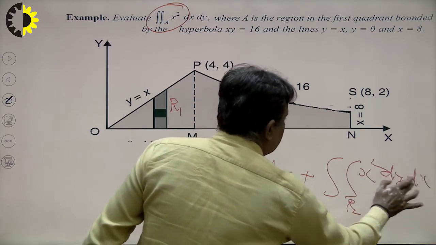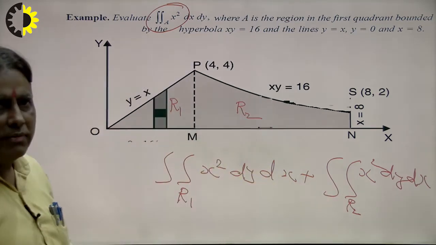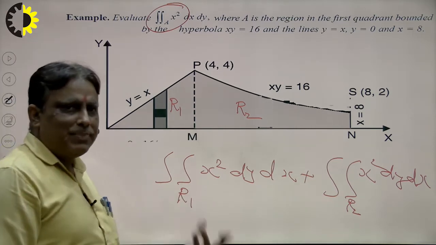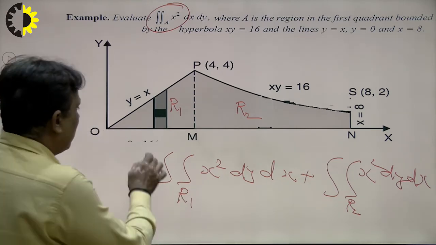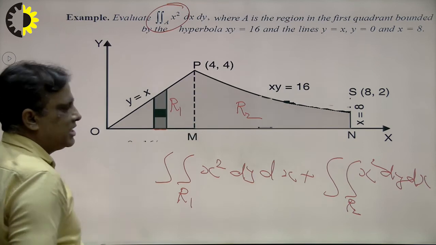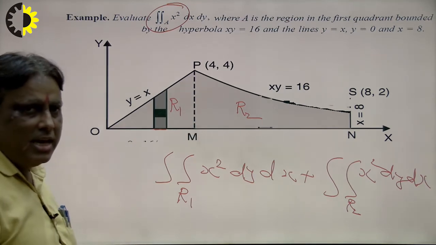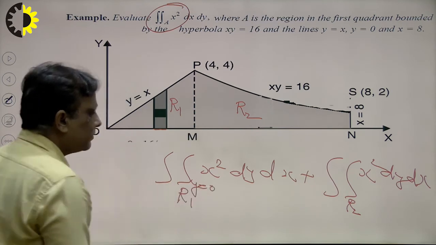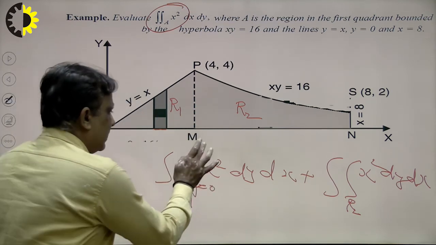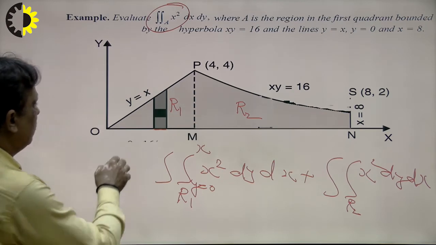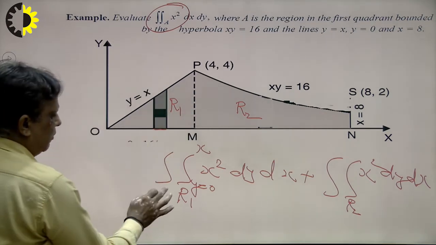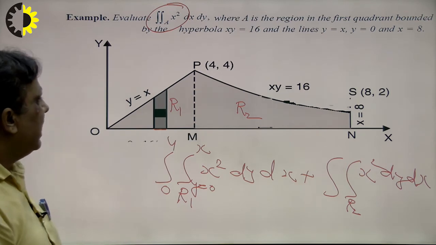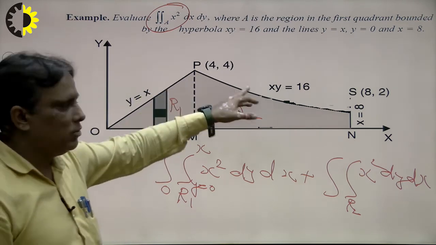So the first question is how to take the limit of R1. In the previous slide I explained how to take the limit. The lower part of this strip touches the x axis, and for the x axis the limit will be y is equal to 0. So the limit will be y is equal to 0 here, and y is equal to x here. What is the coordinate of A here? The coordinate of A is 0 to 4, and this will be the limit of x here, 0 to 4. So the limit will be this.